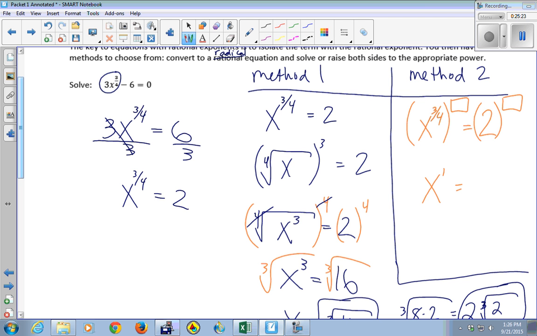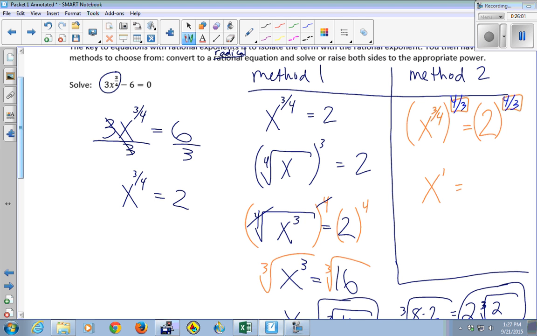And what's the rule when you raise a power to a power? What do you do to them? You multiply them. So what should I multiply 3/4 by to make a 1? 4/3. So I'm going to raise both sides to the 4/3 power. I chose my exponent to be the reciprocal. 3/4 times 4/3 is 1, so this becomes x to the first.